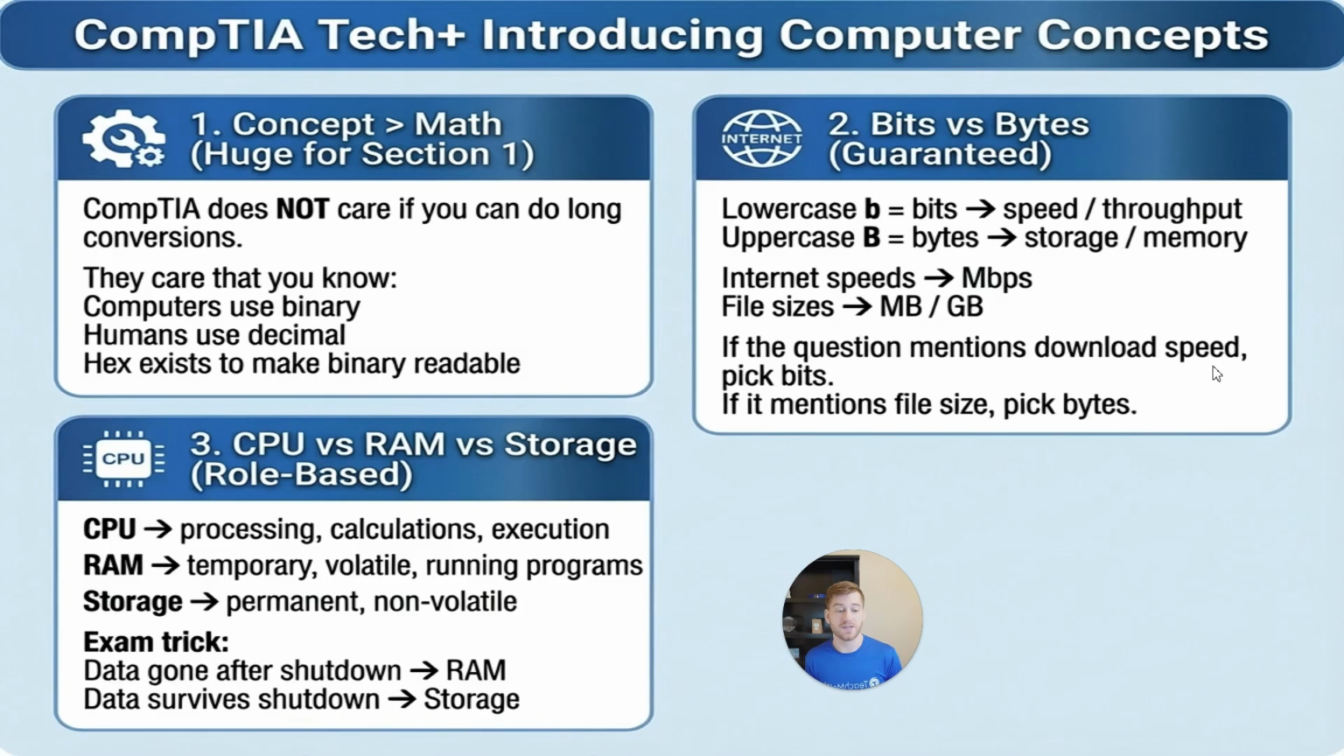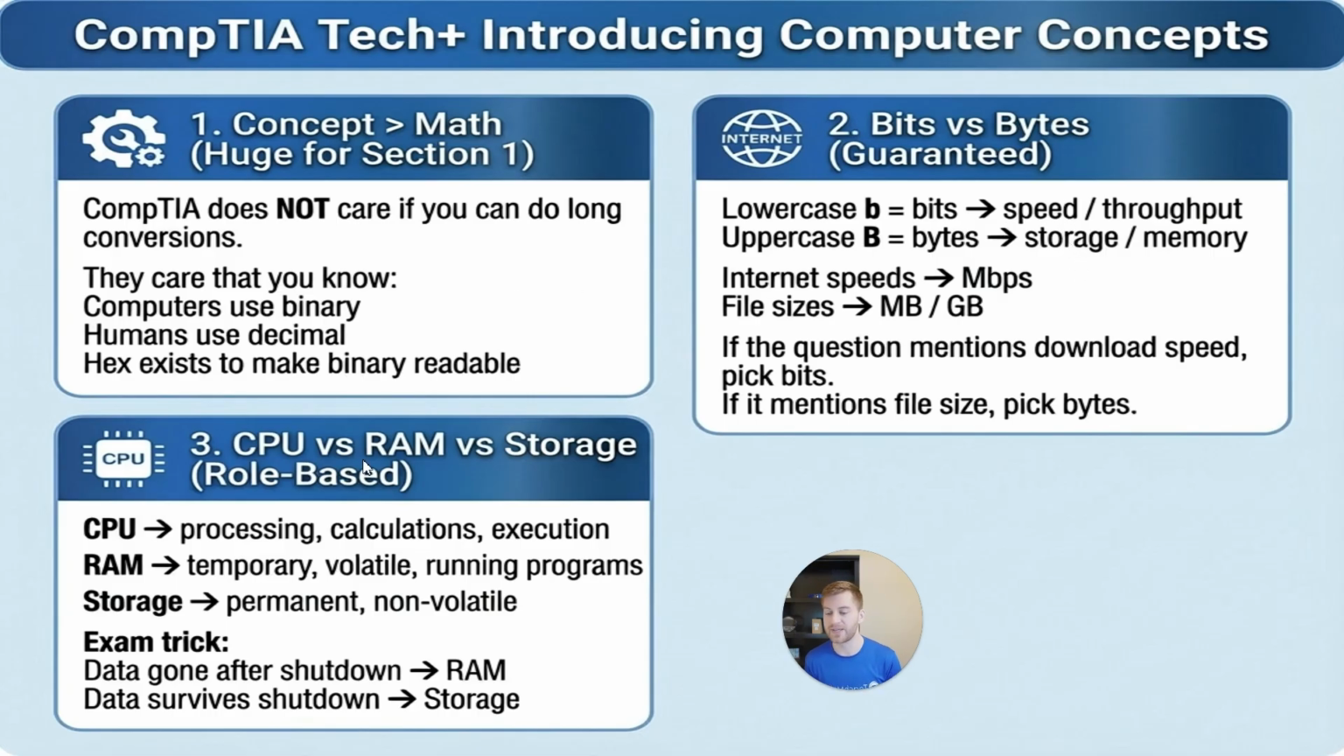If the question mentions download speed, make sure that you understand it's most likely referring to bits. If it mentions file size or local storage or any sort of file, you might want to pick bytes there. So make sure that you remember this concept. This can get a little bit confusing though, because some of those questions, they're not very advanced in the exam, but you need to understand the difference between bits and bytes, how they're represented here, and what they're mainly used for.